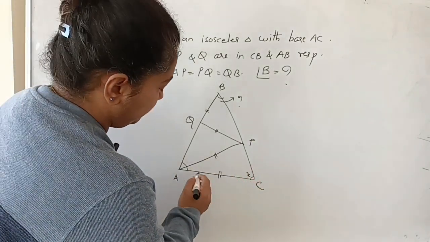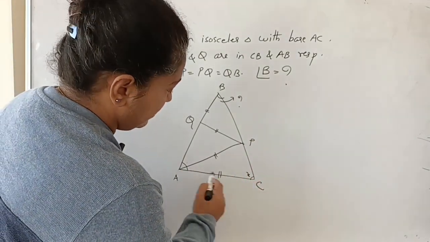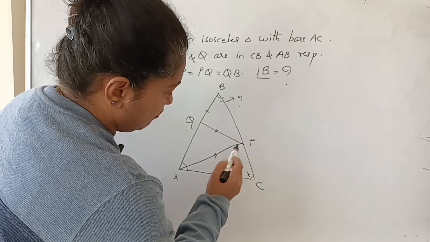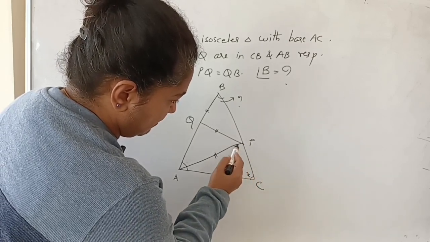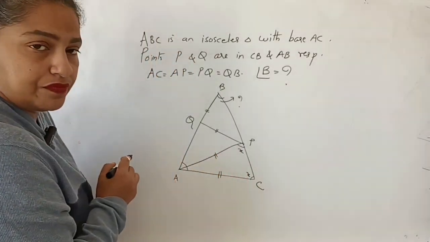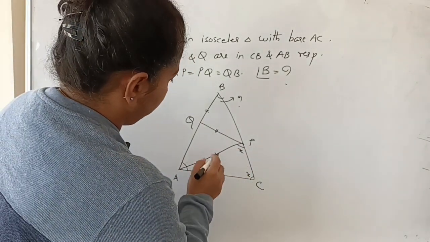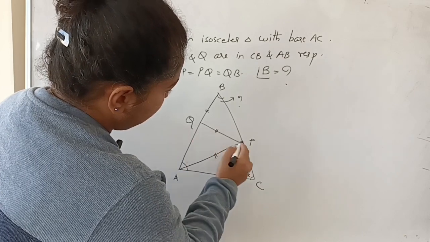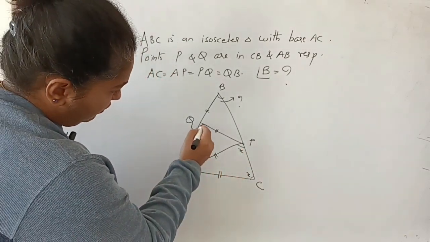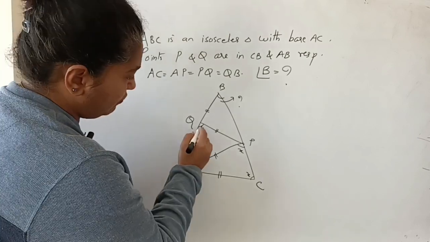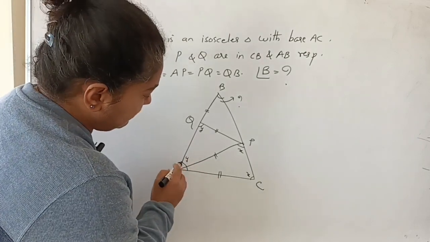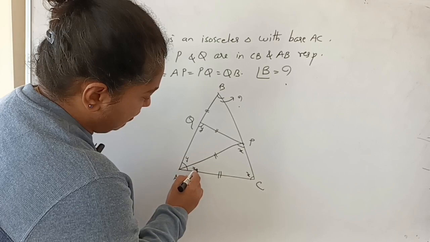Now it is mentioned that AC and AP are equal, so this becomes an isosceles triangle, therefore the base angles are equal. So if this is x, this is also x. Now this is an isosceles triangle, so if this is y, this is also y. Correct? Because the base angles are equal. Now you know that the entire angle A was x, so this is equal to x minus y.